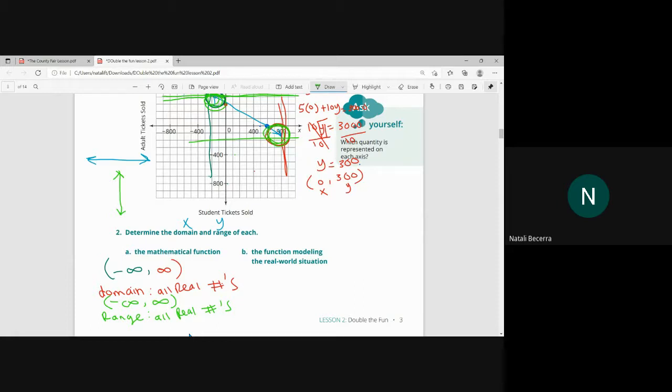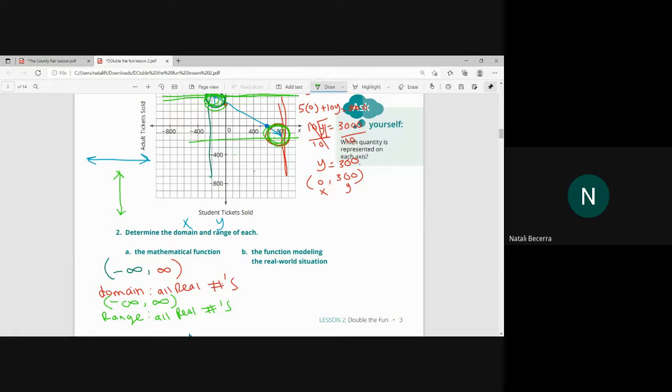A little hint, if you guys remember from the very beginning of the school year, we talked about this. Linear functions are always going to have all real numbers for the domain and range, okay? That's always going to be like that. I just wanted to demonstrate for you guys what that looks like, but just remember that it is always going to be all real numbers if it's a linear function.